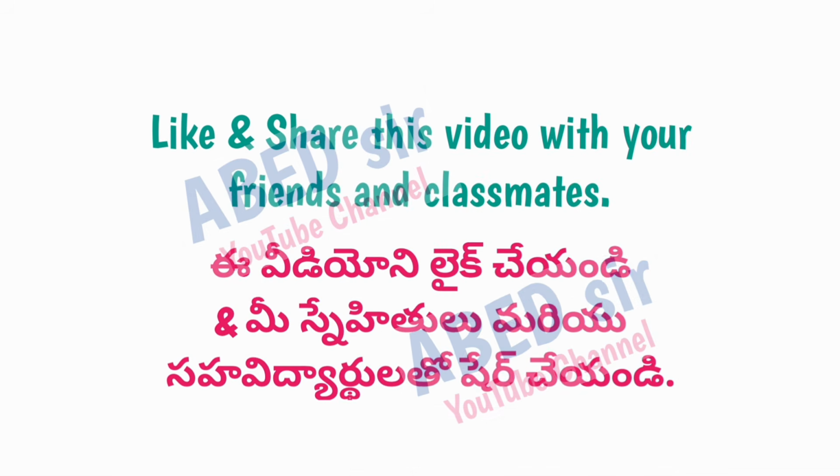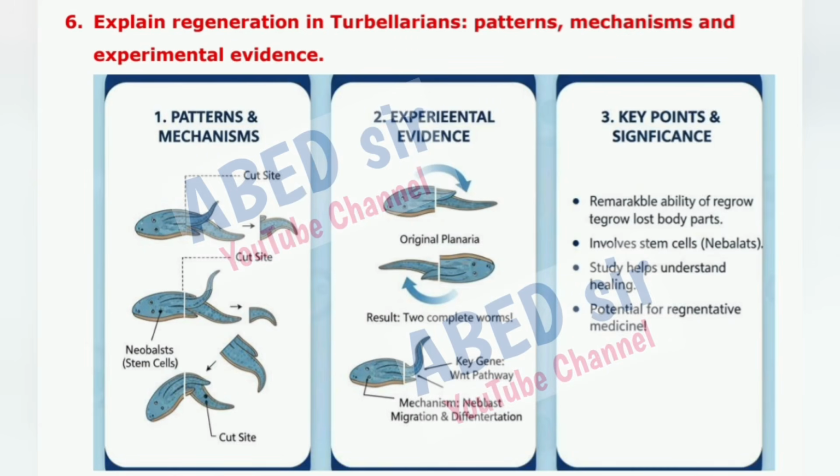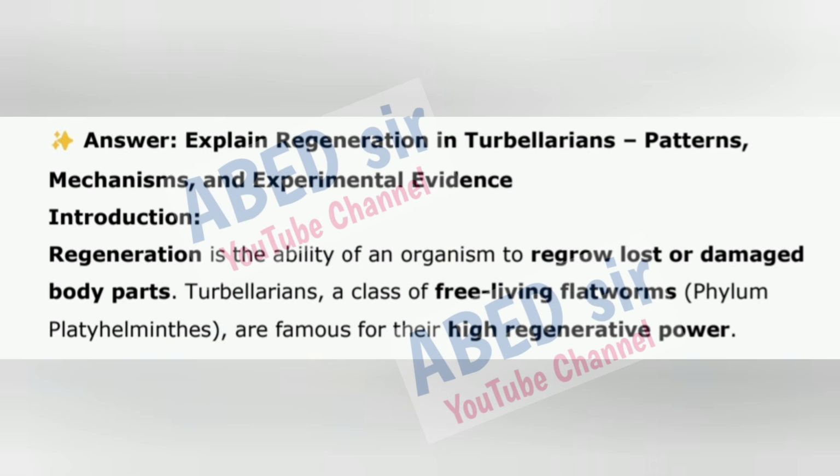Next important long question is 6. Explain regeneration in turbellarians, patterns, mechanisms and experimental evidence. Answer. Introduction. Regeneration is the ability of an organism to regrow lost or damaged body parts. Turbellarians, a class of free-living flatworms, phylum Platyhelminthes, are famous for their high regenerative power.